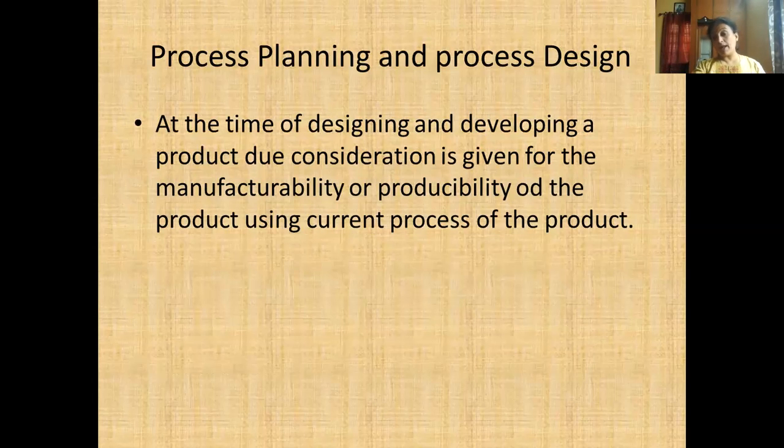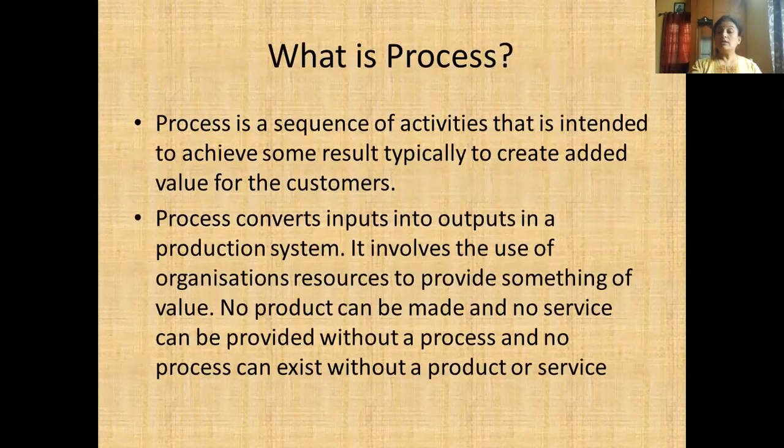Then comes what is process planning and process design. At the time of designing and developing a product, due consideration is given for the manufacturability or producibility of the product using current process of the product. Then what is process? Process is a sequence of activities that is intended to achieve some result, typically to create added value for the customers. Process converts inputs into outputs in a production system. It involves use of organization's resources to provide something of value. No product can be made and no service can be provided without a process. And no process can exist without a product or service.